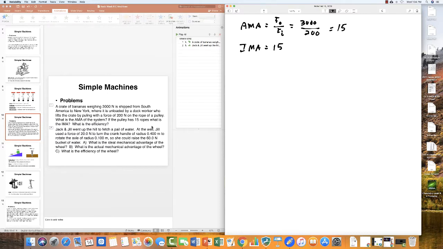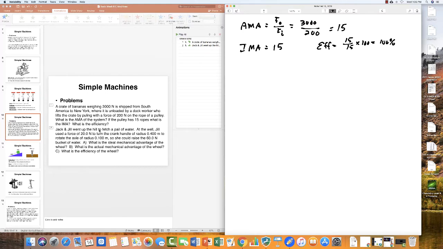So in this situation, it's unreal in the fact that this is actually going to have an efficiency of 15 divided by 15 times 100, or 100% efficiency. Now, obviously, that doesn't happen very often, like never.